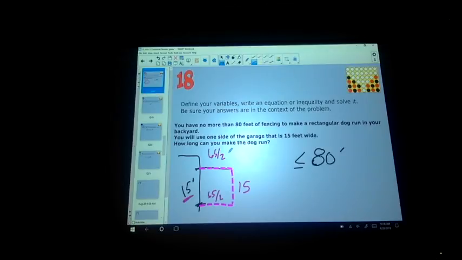What if someone wanted to make a triangle? Hang on. Well, we did make a triangle because they didn't tell us that. All right.